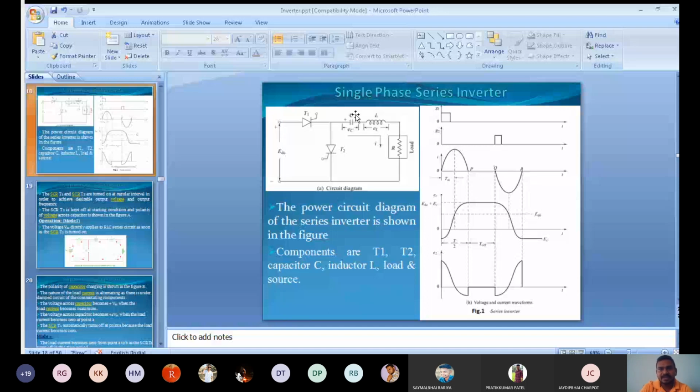Now when the load current reaches its maximum point, at that time the capacitor C is fully charged. The voltage across this capacitor becomes plus VDC or EDC. Understood? So when the load current reaches the maximum point, the voltage across the capacitor becomes plus VDC or plus EDC.